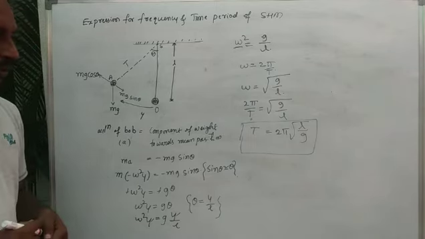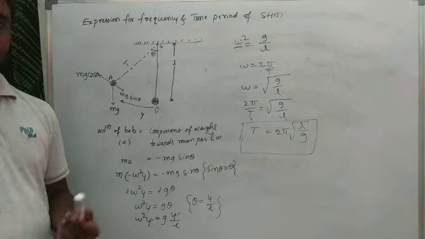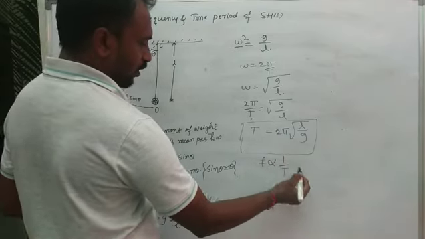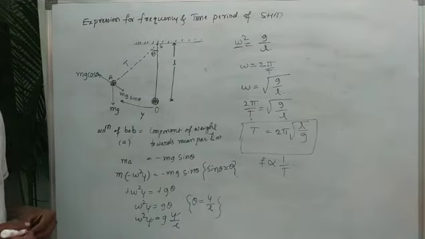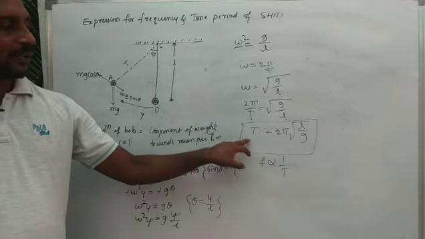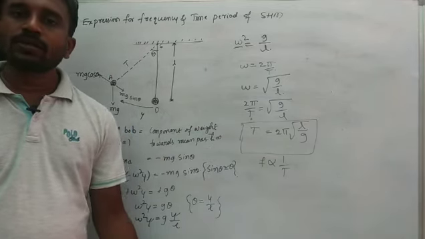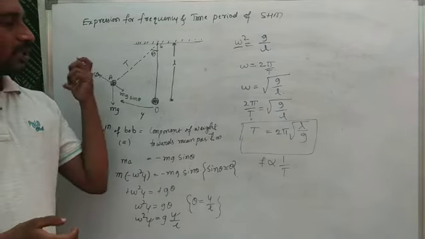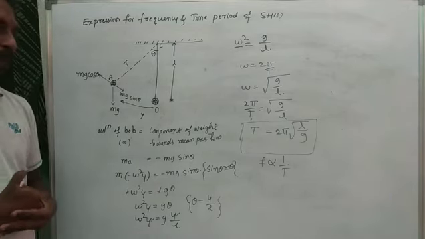Suppose we want to calculate the frequency. Frequency is nothing but the reciprocal of the time period. By using this equation we can easily calculate the frequency, and this is the time period of simple harmonic motion in the oscillation of a simple pendulum bob.